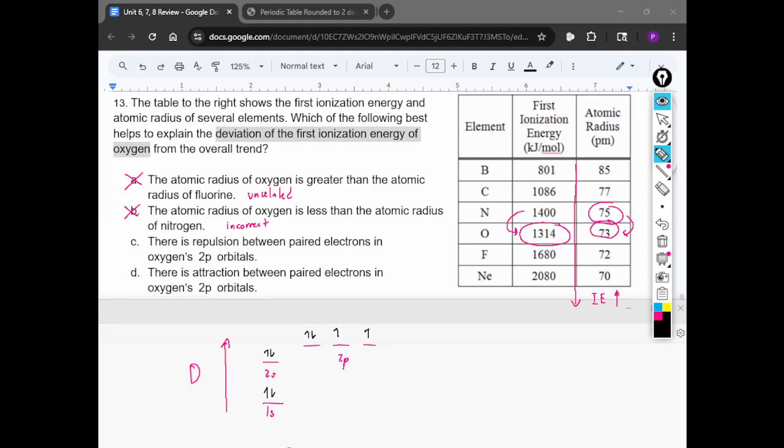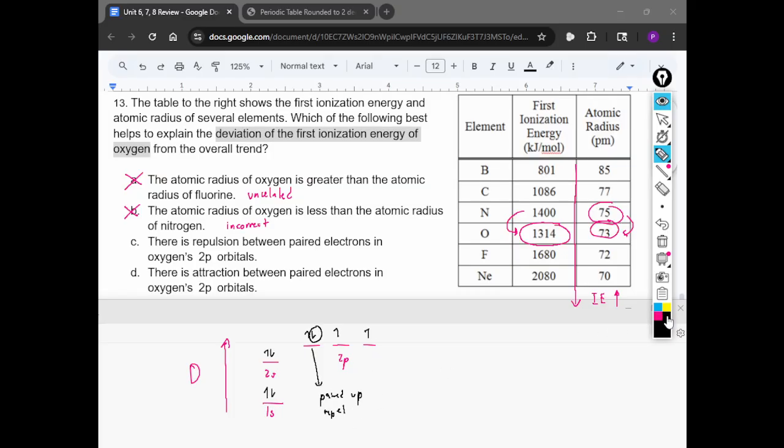Now, if you take a look at oxygen, the first electron that's going to be removed is this one right here. If you notice, what's special about this electron? It's paired up, exactly. So this electron is paired up. And if you remember, what do electrons do to each other? They repel each other.